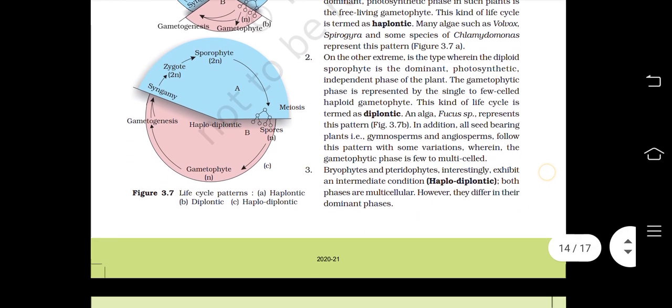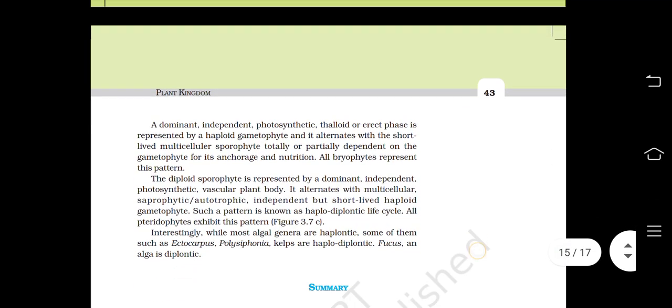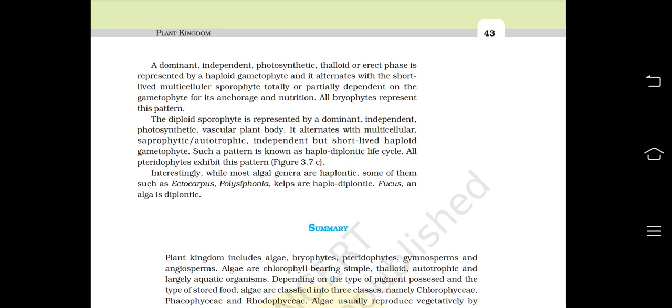Third are bryophytes and pteridophytes. Interestingly, they exhibit an intermediate condition, haplodiplontic. Both phases are multicellular. However, they differ in their dominant phases. A dominant independent photosynthetic thalloid or erect phase is represented by the haploid gametophyte, and it alternates with the short-lived multicellular sporophyte, totally or partially dependent on the gametophyte for its anchorage and nutrition. All bryophytes represent this pattern.